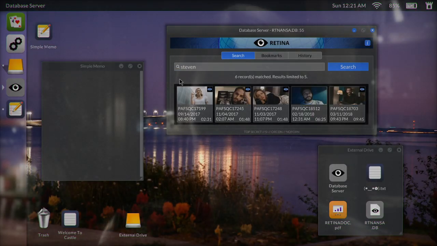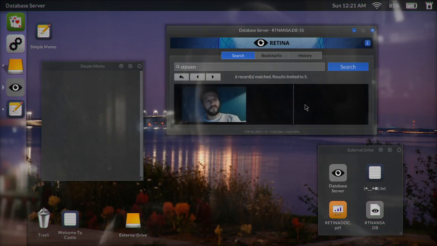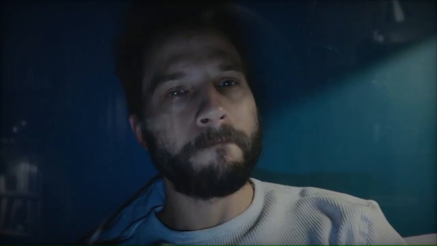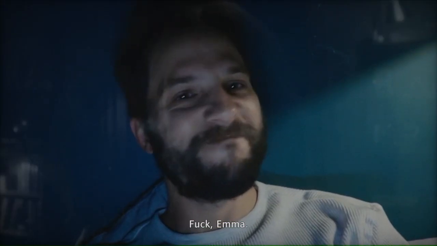So the guy's name is David. Yeah, Steven. Not this guy, but the other guy, the cop. Fuck.